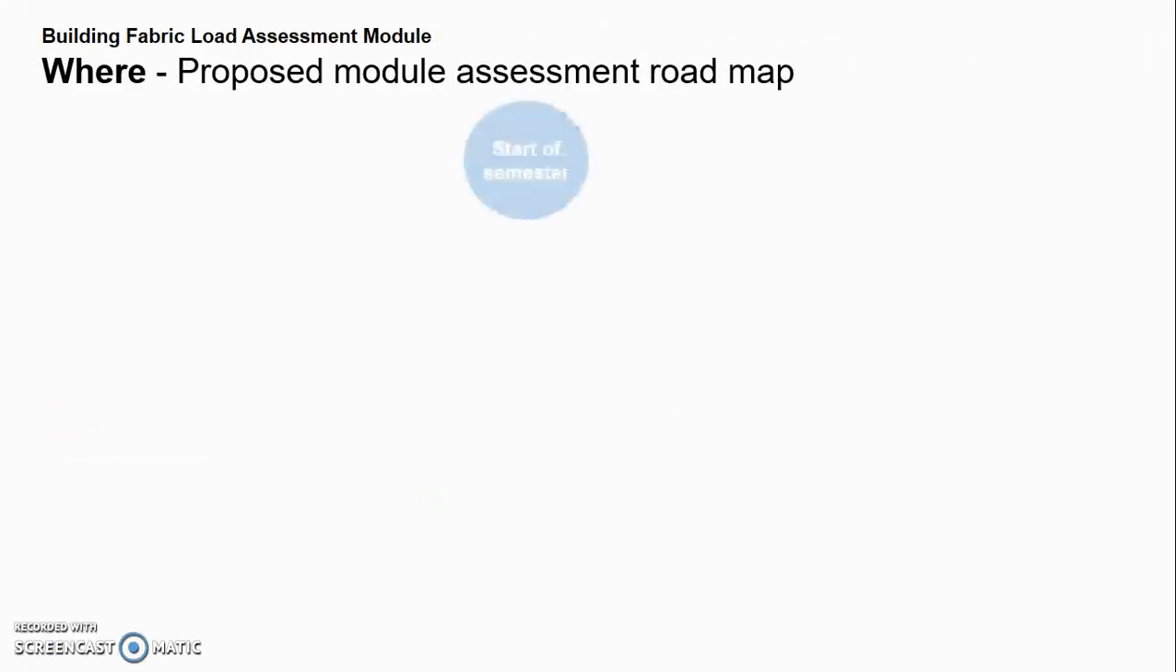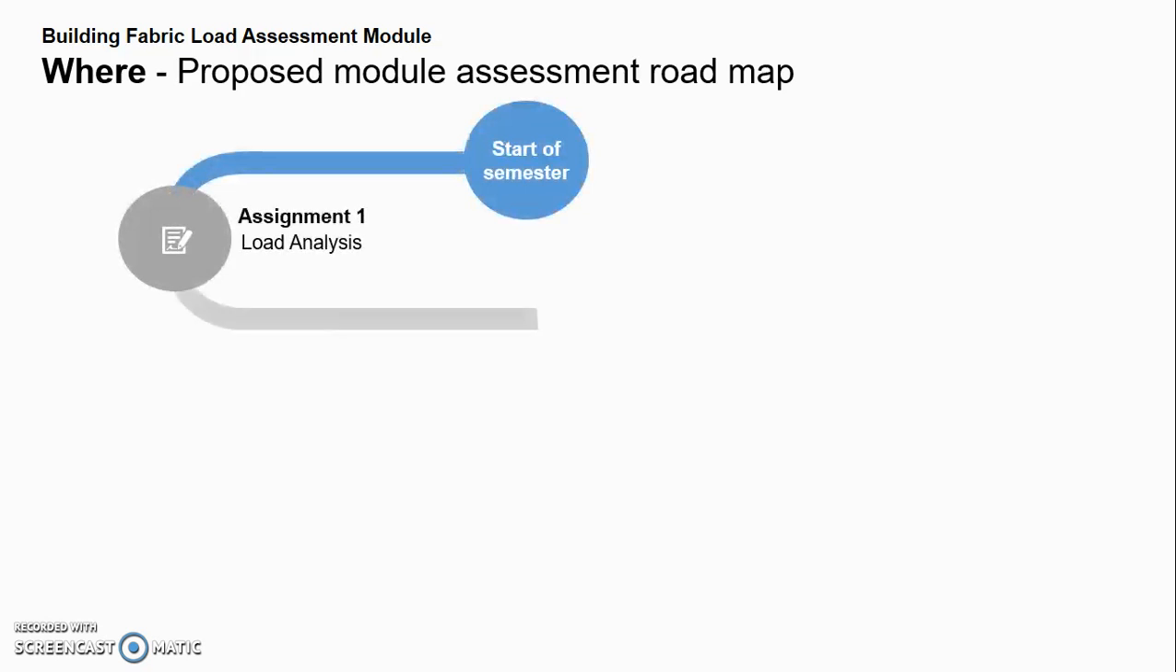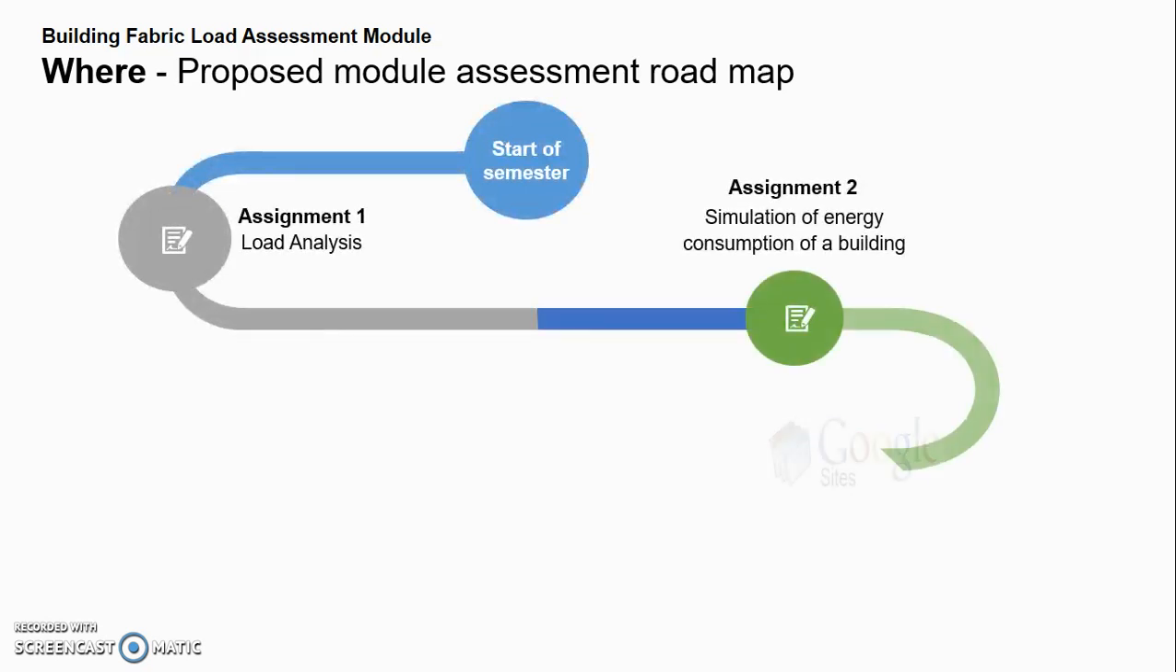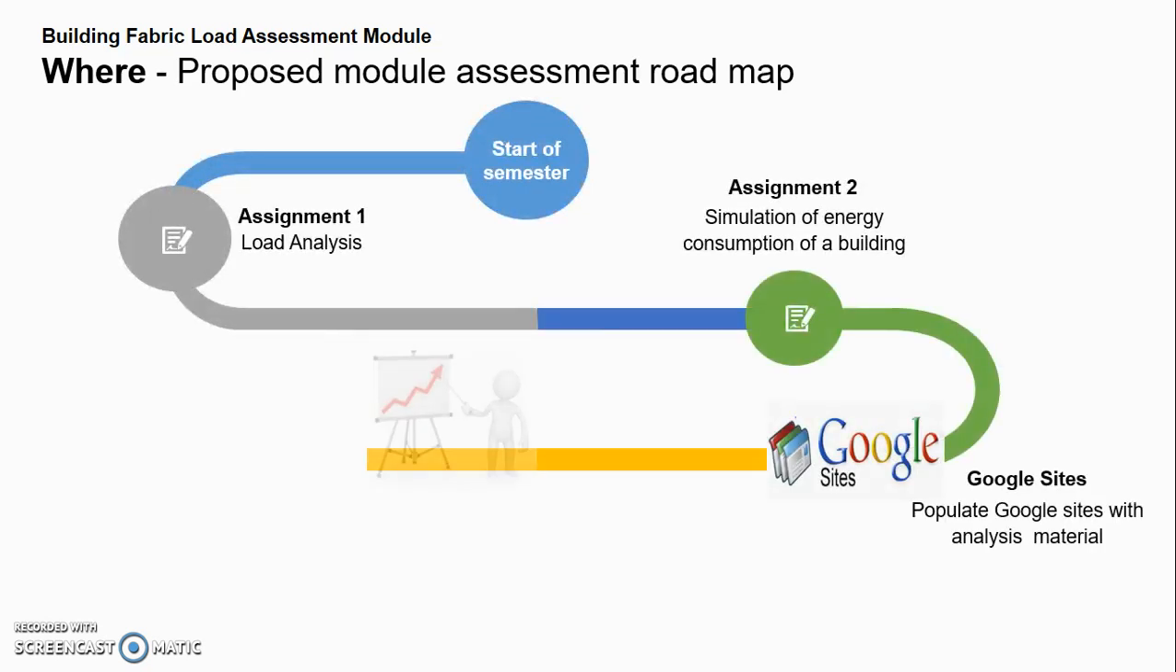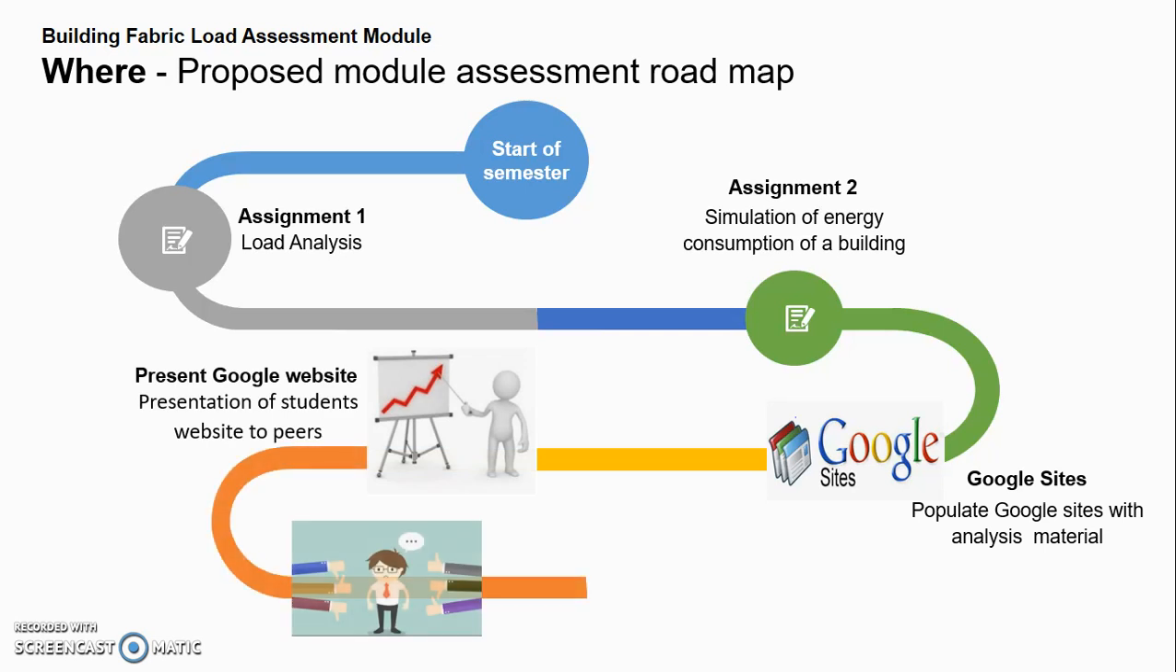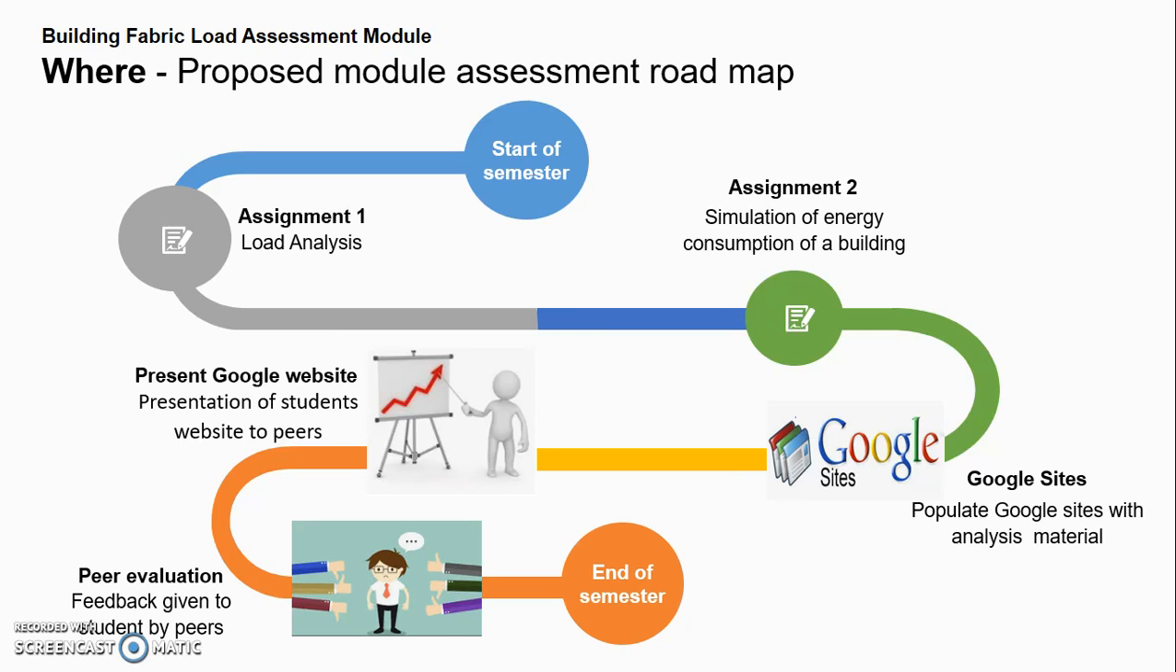The roadmap indicates where the module will be changed and the assessments that the students will undertake. Firstly, assignment 1 is a report on heating and cooling load analysis. The students will then produce assignment 2, which is a second report which requires the students to use simulation software. The students will populate their analysis findings and reflections onto a Google Site, an authentic artifact. By incorporating the use of Google Sites, the aim is to improve the digital literacy of the students. The students will then present the Google Site to their peers for peer feedback and review, which will be immediate.